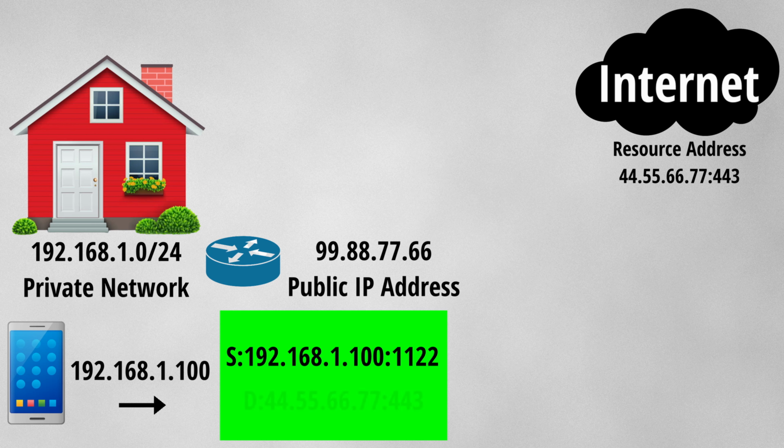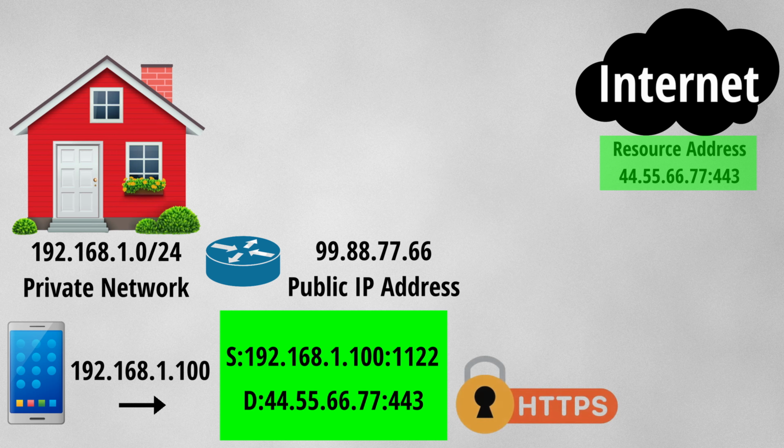In the destination field of the packet will be the resource address of what's on the public internet. So that could be 44.55.66.77 port 443. We can see that the destination is using a well-known port of 443, which is HTTPS. This port won't change.